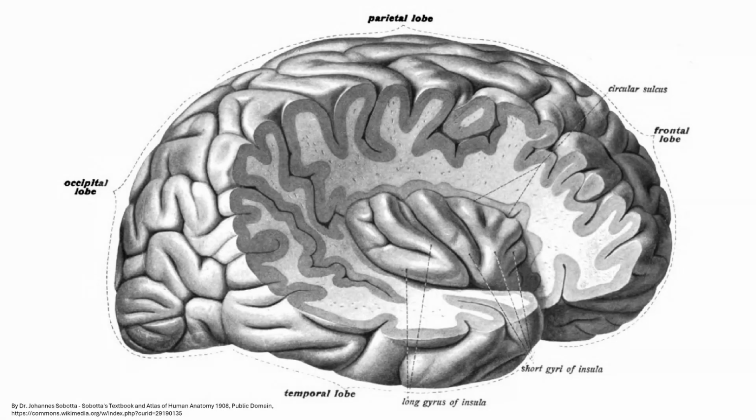These structures work together as parts of the limbic system to process memory and emotions. Hidden deep within the lateral sulcus is the insula. This region is important for gustatory perception, commonly known as the sense of taste.